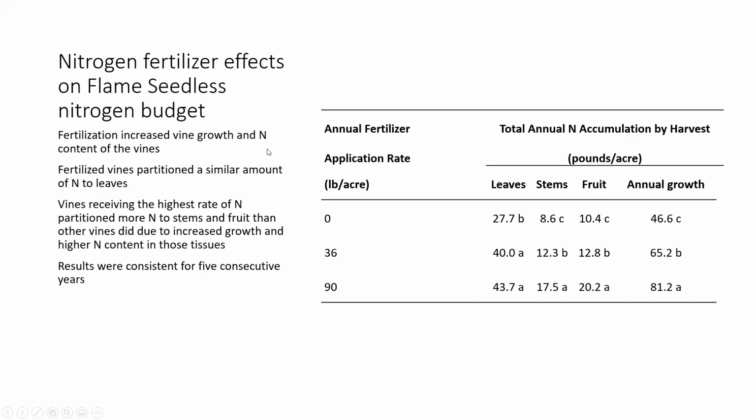And fertilizer increased vine growth and N content of the vines. But the fertilized vines partition a similar amount of N to the leaves. So if they got some fertilizer, they seem to allocate about 40 to 43 pounds of N in the leaves. Vines receiving the highest rate of N partition more N to stems and fruits than the other vines. And that's due to increased growth and also higher N content in those tissues. And these results were consistent for 5 years.